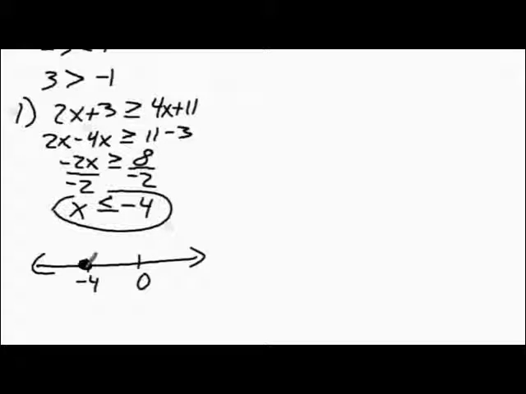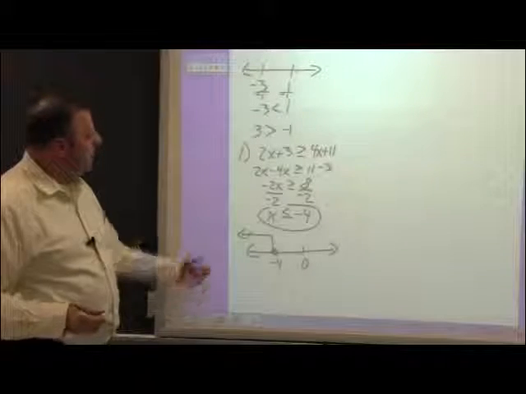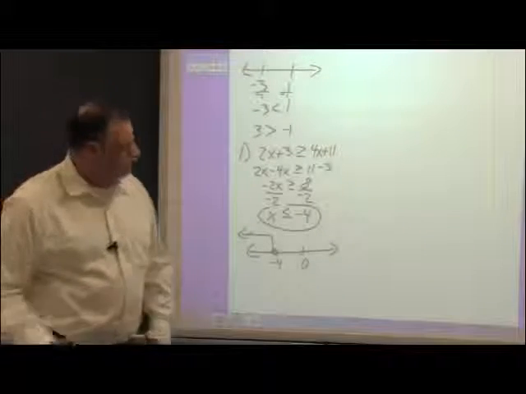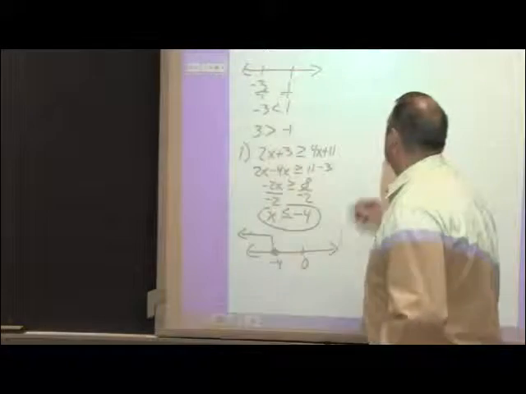And if x is on the left side, all you have to do is look which way the arrow is pointing. That tells you all the numbers to the left of that -4 would be a solution to this equation. Sorry, inequality. Let's try another one. There's a number of different situations you can have with these.